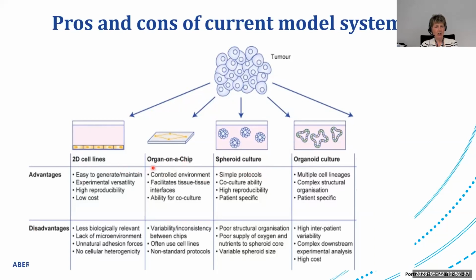We should be working to develop the more bespoke spheroid cultures, the mammosphere cultures, the patient-derived organoids, the organ-on-a-chip cultures, etc. If you'd like to read more about these different model systems, I refer you to this paper, which was published by one of my colleagues.